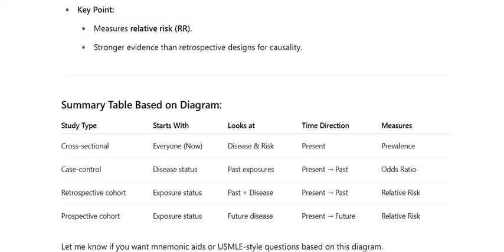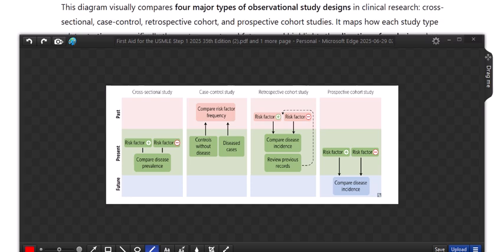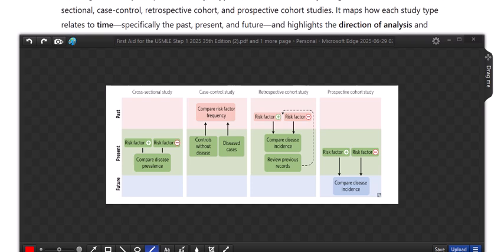This diagram visually compares four major types of observational study designs in clinical research: cross-sectional, case control, retrospective cohort, and prospective cohort studies. It maps how each study type relates to time, specifically the past, present, and future, and highlights the direction of analysis and comparison group.